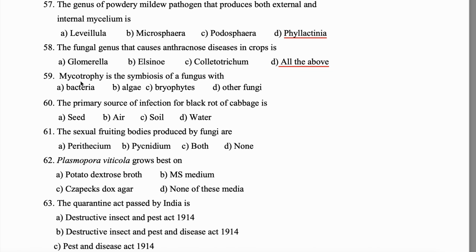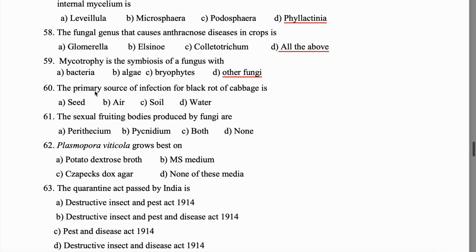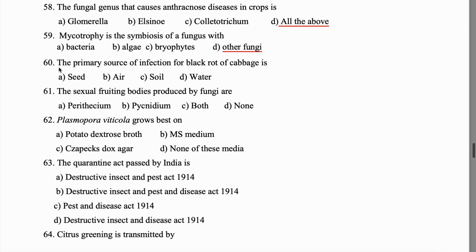Question 59. Mycotrophy is the symbiosis of a fungus with, myco means what? Myco means fungi, right? So, the association will be with other fungi. So, a fungus with other fungi. This symbiosis is called mycotrophy. Question 60. The primary source of infection for black rot of cabbage. It is seed.